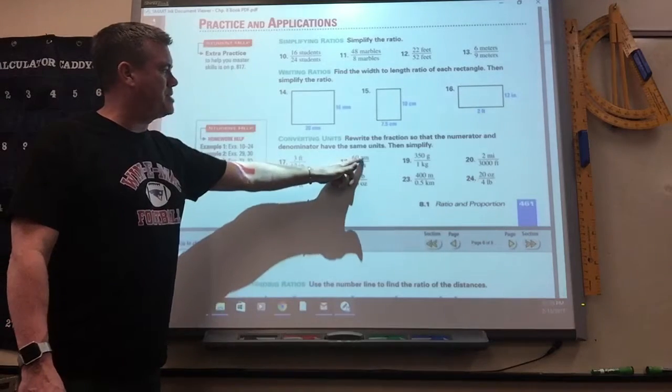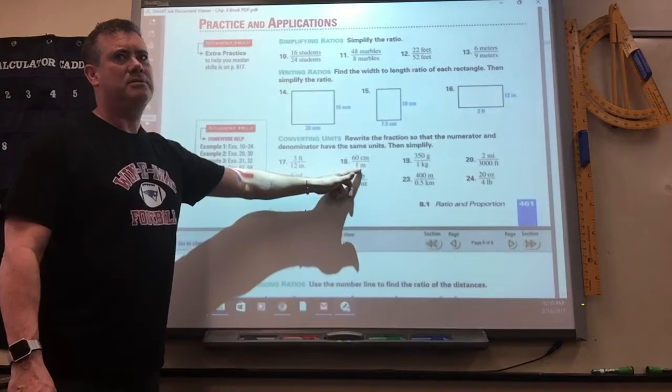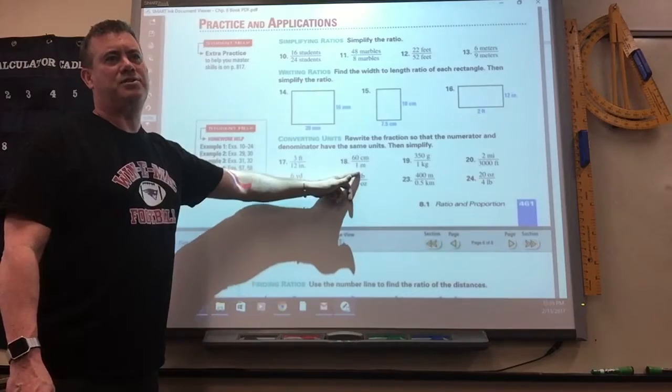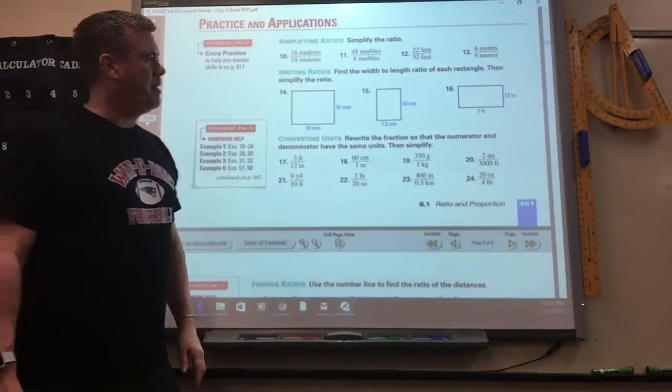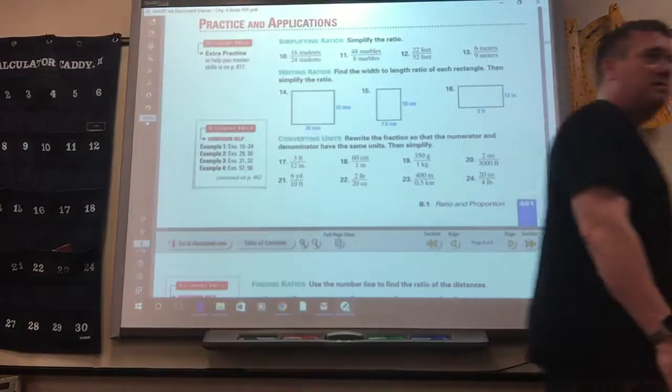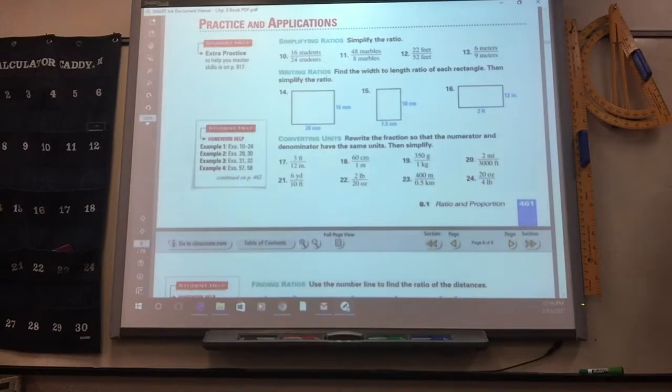Does everyone know how many centimeters are in a meter? 100. 100 centimeters in a meter. One mile is how many feet? 5,280. 5,280 feet.